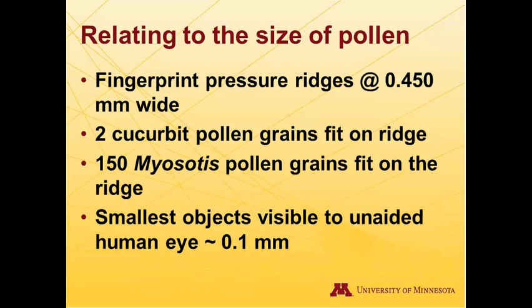Why, you could be given a screw or a coin and be able to figure out what it is by those pressure ridges. So the width of these pressure ridges is a little less than half a millimeter. So if the cucurbit pollen grains are 200 microns, it means they're 0.2 millimeters, which means 2 and a little bit more would fit on the ridge, and 150 of the little alpine forget-me-nots would fit on the ridge, with the understanding that as things get below 0.1 millimeter, it becomes really difficult to see them with the unaided eye, with the understanding that if your eyes are mature like mine, that number keeps rising.